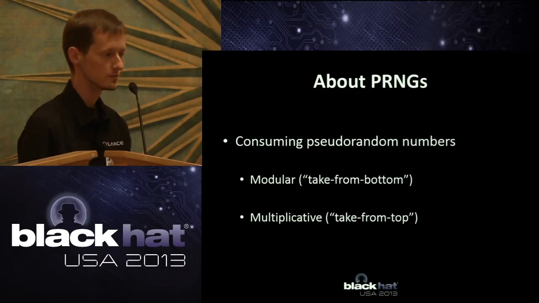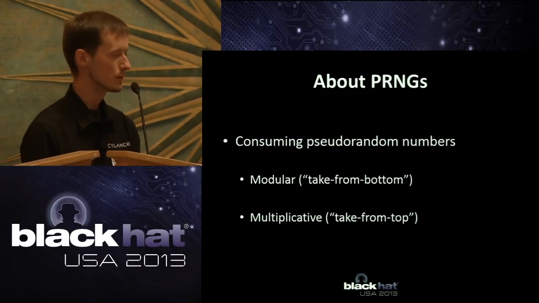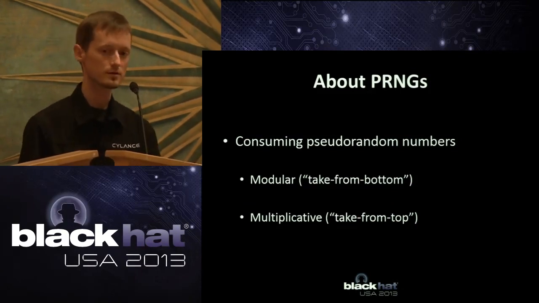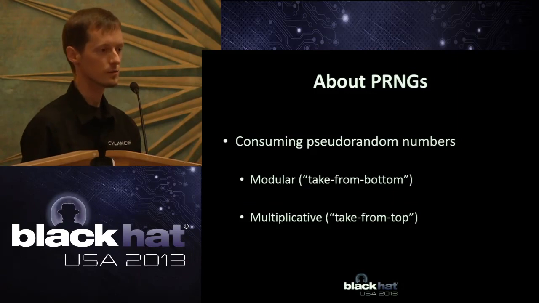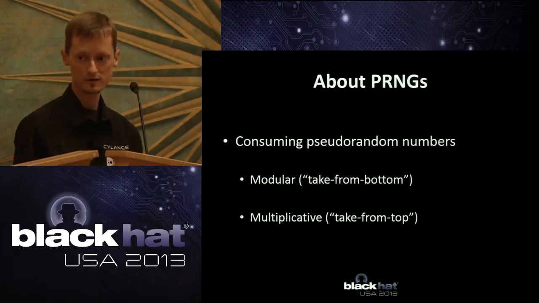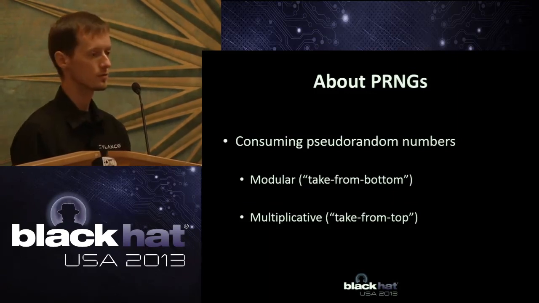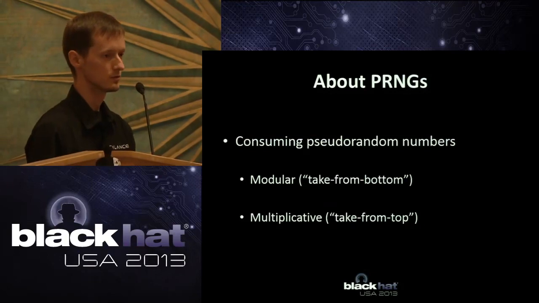The other mode would be this multiplicative mode, and usually what happens here is that the number that comes out is normalized. It becomes a float from 0 inclusive to 1 exclusive, and then that number is going to be multiplied by whatever the application wants to expand that into the desired range.